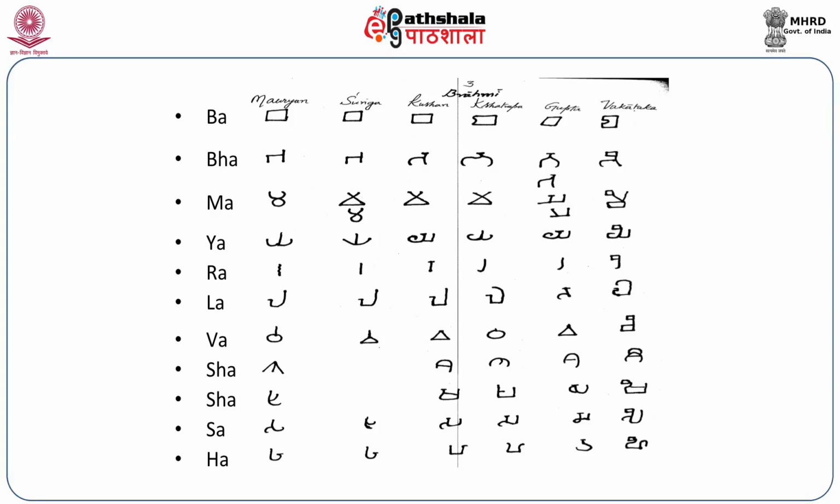Ra as a whole, there is not much change. They appear in two forms. One is in serpentine form, another is a vertical stroke. La also, you find during the Mauryan period, the right limb being extended, but during the subsequent period, they become equalized.